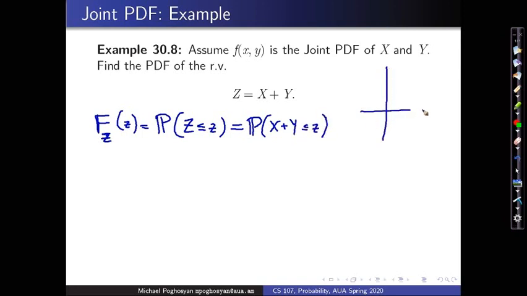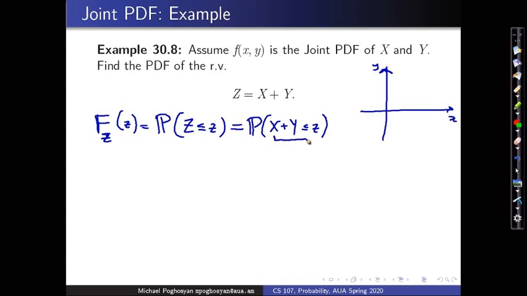Geometrically, I have the following picture. This is x, this is y. My function f is something here. Maybe it is non-negative everywhere, so I'm not drawing the support. I do not know what the support of this function is. This is the general case.